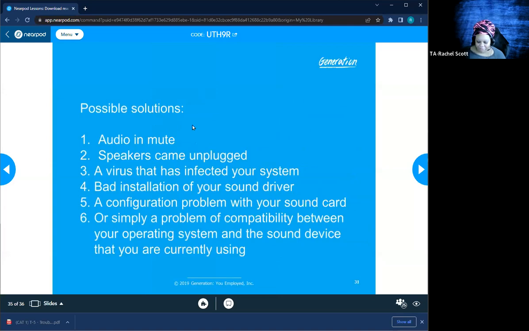So here are some possible solutions. So these are the least invasive, correct? Yeah, I know sometimes we don't think of a virus that's infected the system, but it's possible.